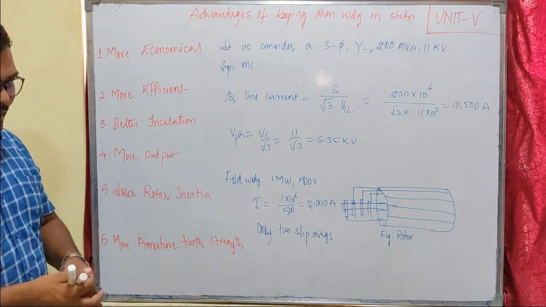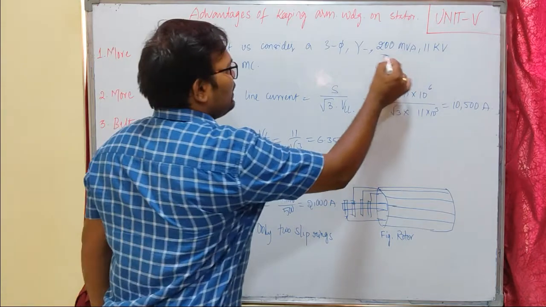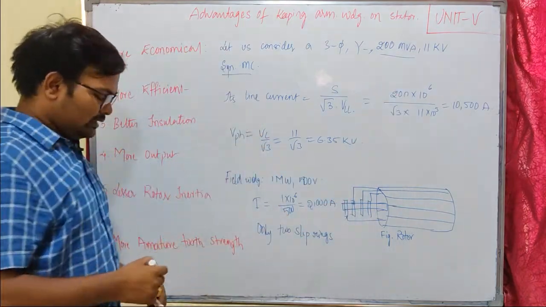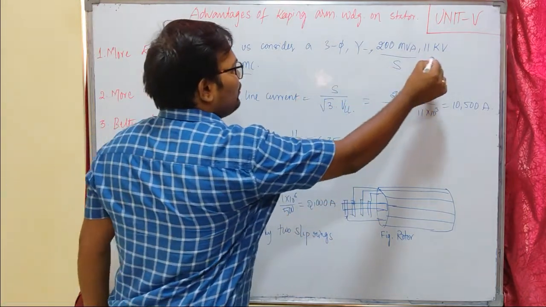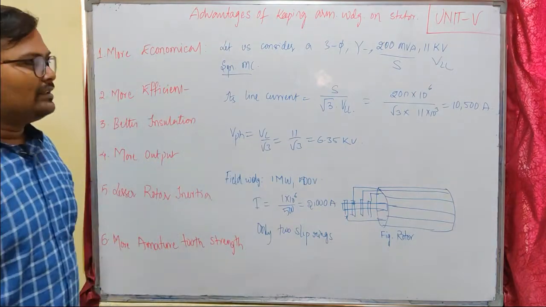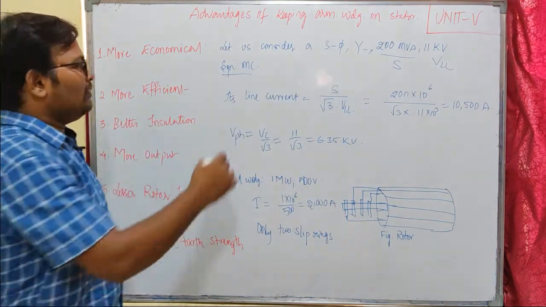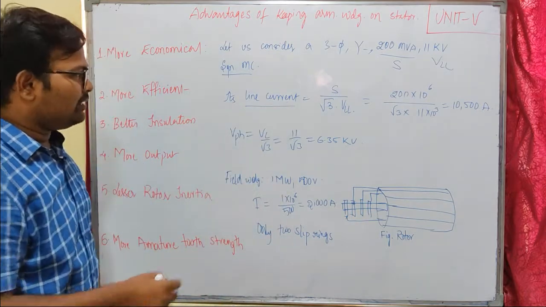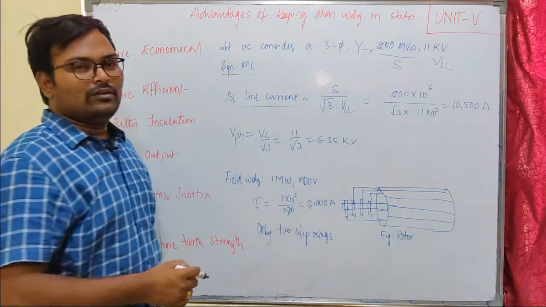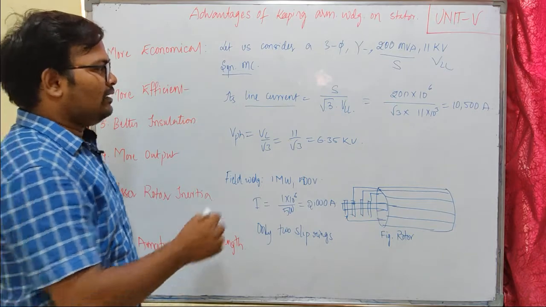Let us consider a 3-phase star connected 200 MVA, 11 kV synchronous machine. This is the apparent power S, and this is my line to line voltage, 11 kV. This is the rating of the machine: 200 MVA, and 11 kV is the supply voltage rating. So now let us try to find the line current in the machine. That can be found by apparent power S divided by root 3 times the line to line voltage. This is the line current expression.